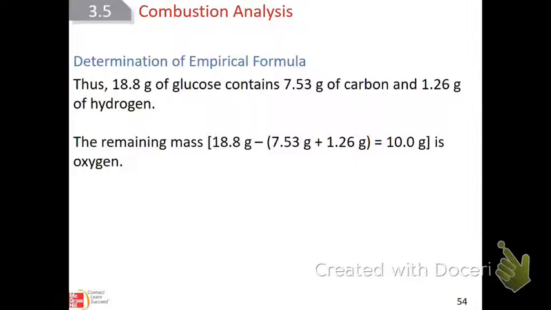Now, I didn't spend very much time on this because this is not something that you would normally do in Chem 1. This is for sure more of a Chem 2 type problem. But finding empirical formula from percent composition is for sure a Chem 1 problem. And you will have to do that.